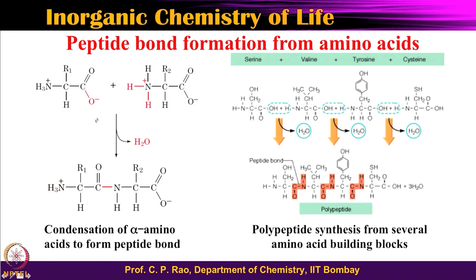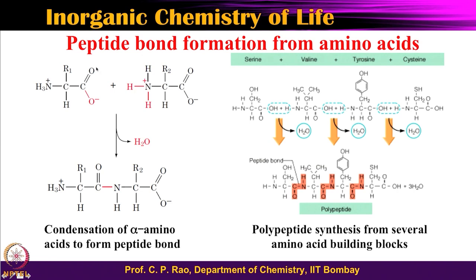The carboxylic end of one amino acid reacts with the amino end of another amino acid, and there is an elimination of water, which is called a dehydration reaction. As a result, you get a CONH bond. This bond is referred to as the peptide bond or amide bond. If it is in a protein, it is called a peptide bond. If it is in simple amides, then they call it an amide bond. So, they are one and the same.